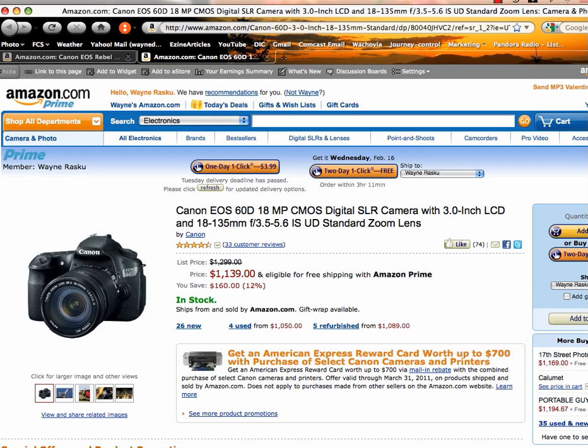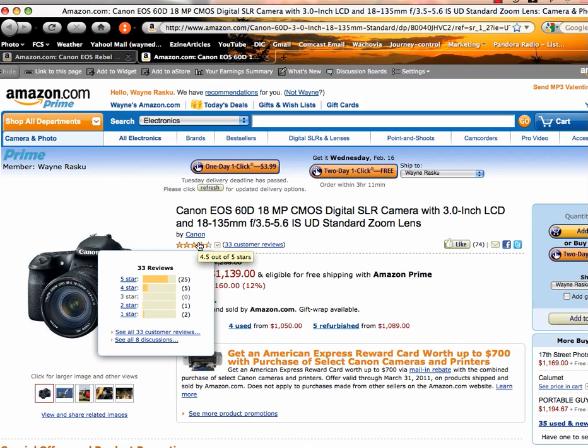Okay, let's take a look on Amazon and take a look at these two cameras. There are a couple things that you might want to be aware of as you're looking at cameras. First of all, we have here the 60D, and this is the one with the kit lens, the 18 to 135 millimeter. The price is shown right here, and right above it, it has something called customer reviews. If you move your mouse over the stars, you'll see that this camera has 4.5 out of 5 stars. That's a pretty good rating.